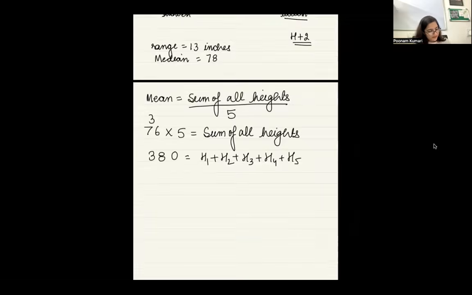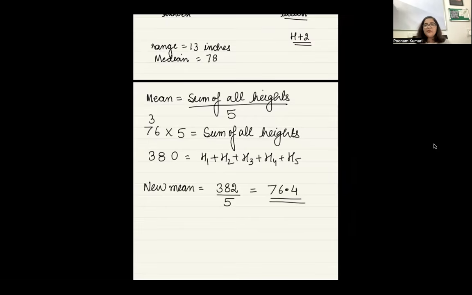So the new mean is basically 382 divided by 5, right? Because that is the new sum of all the heights. So what is this going to be? 76.4. Is that all right? Yes, ma'am.